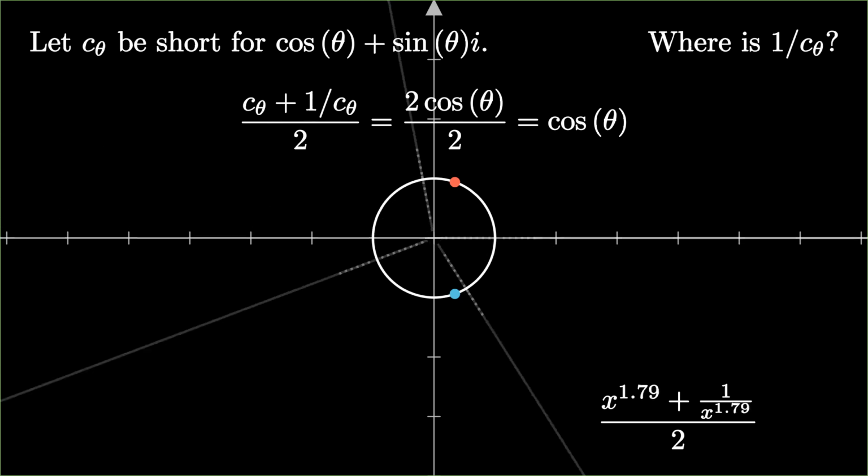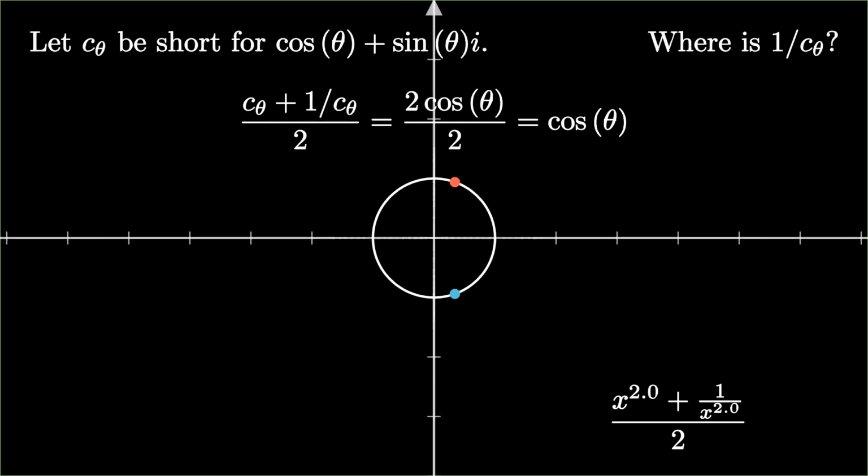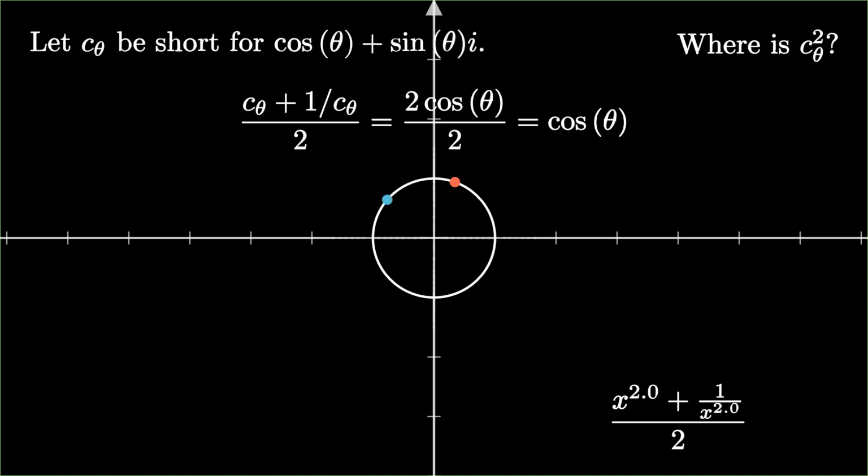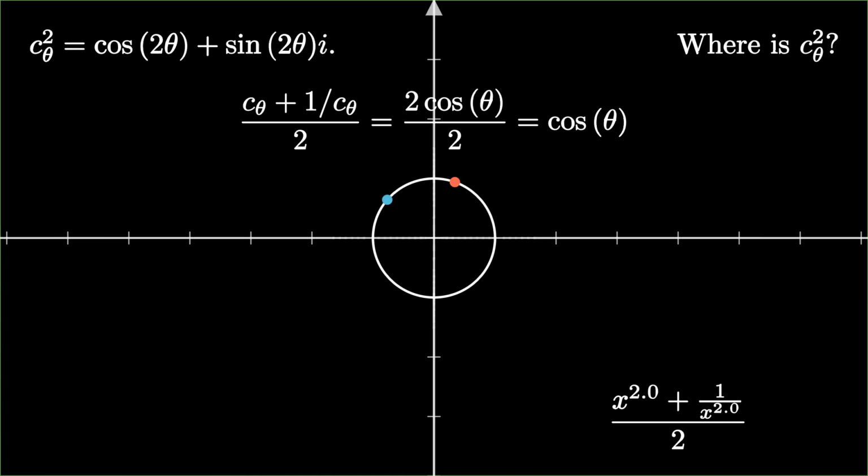What about half times (x squared plus 1 by x squared)? Again, let's calculate it when x is c(theta). To compute x squared, we multiply the length, which remains 1, and add the angles, which becomes 2 theta. So c(theta) squared is c(2 theta), or cos of 2 theta plus sine of 2 theta times i. By the same argument as before, 1 by c(theta) squared would be the point with angle minus 2 theta.